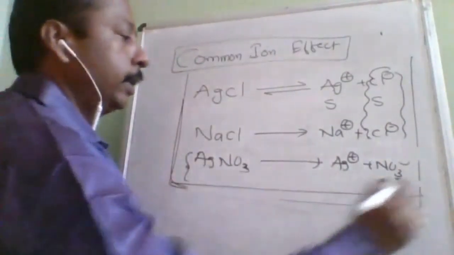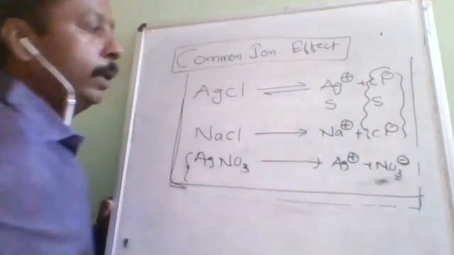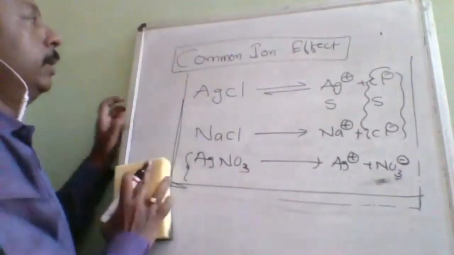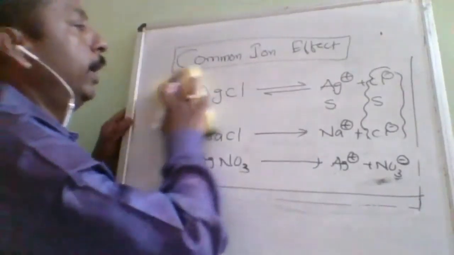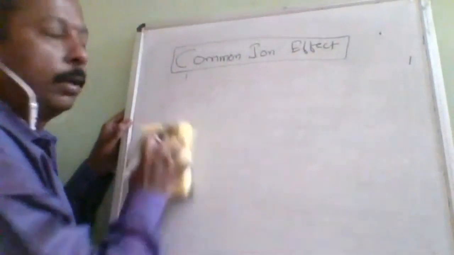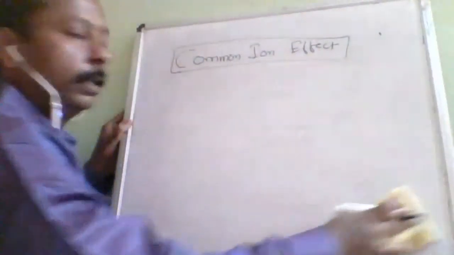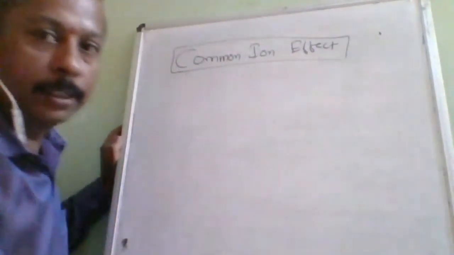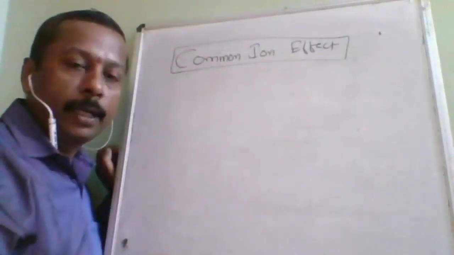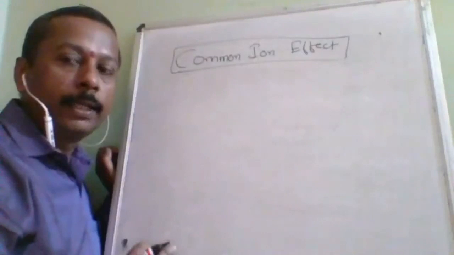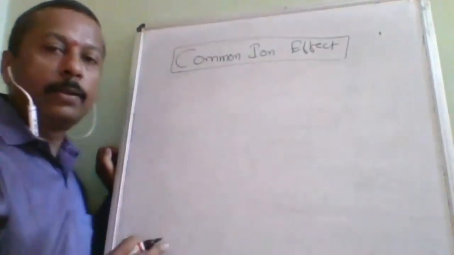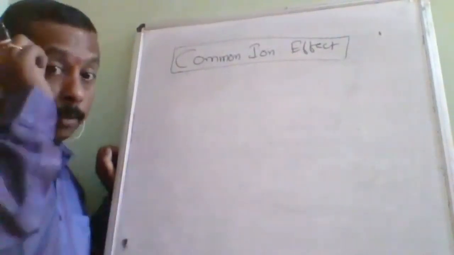So these are the concepts which do not require any calculation part. So this is about the common ion effect. Common ion effect is the decrease in concentration of a weak, sparingly soluble salt when another salt having complete solubility and one common ion is added to it.